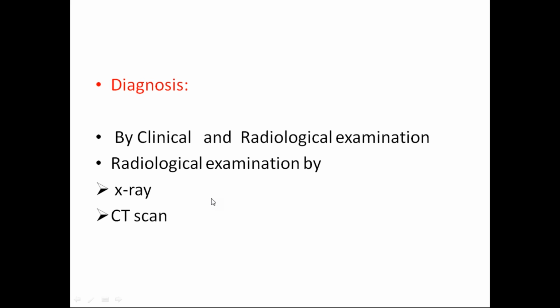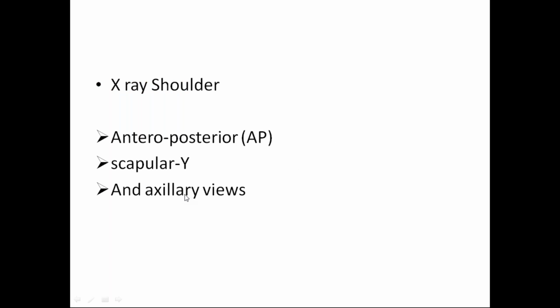Radiological examination by X-rays and CT scan. CT scan mainly helps in case of dislocation associated with fractures. The most commonly used radiological method of diagnosis is X-ray examination. So we can order anteroposterior view, scapular Y view, and axillary view. Here the scapular Y view is most important because posterior dislocation is easily missed in the anteroposterior radiograph. It is clearly visible in the scapular Y view.